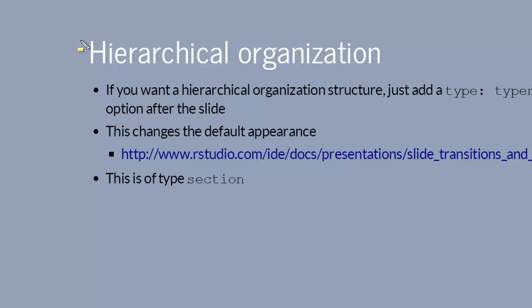RStudio Presenter has a nice built-in hierarchical organization tool. There are several types, like section, subsection, that sort of thing. So right after a slide, if you do the kind of YAML type code that says type equals type name, I'm sorry, it's getting truncated a little bit here, then it will create the slide style for that level of organization. This style right here, this light blue background with the white heading letters, that's the section.